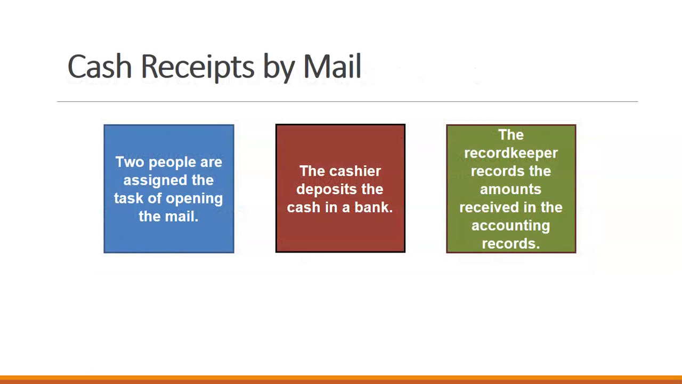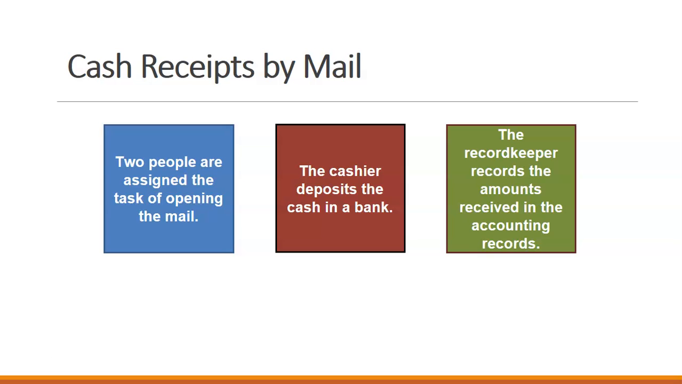When we have cash receipts by mail, we want two people assigned with the task of opening the mail. These are just good internal controls. Those people should record what is received in the mail and which customer it relates to, where that deposit should go. Then a separate person, the cashier, deposits that cash in a bank. And a third person, the record keeper, would record the amounts received in the accounting records.